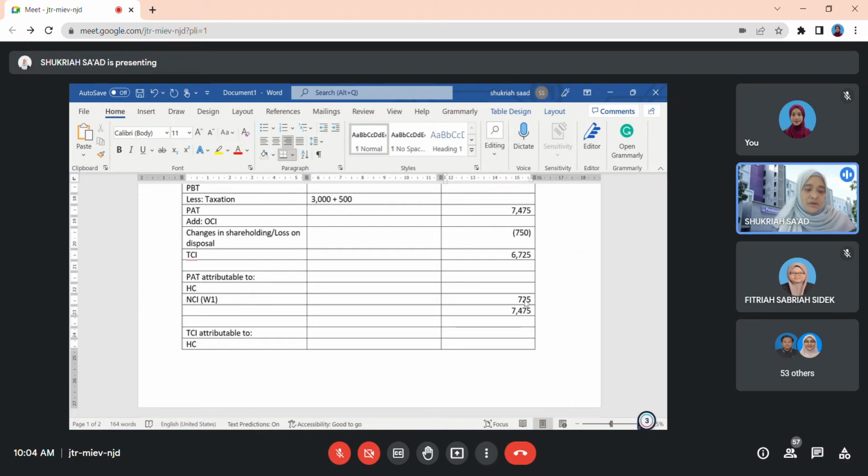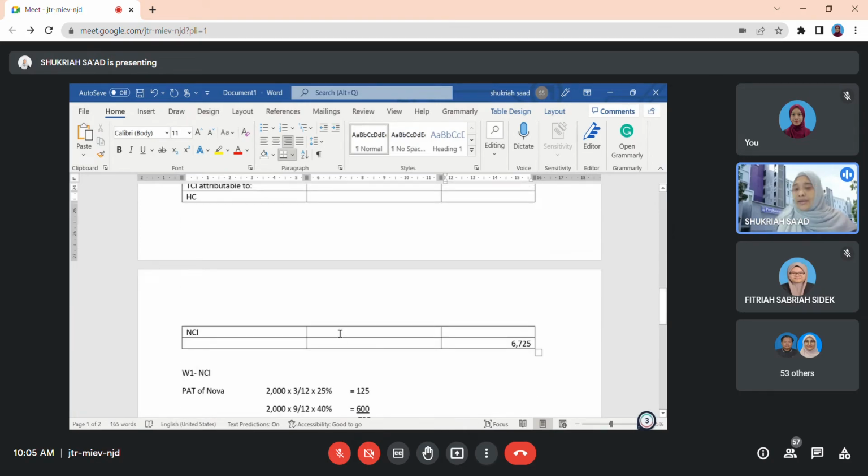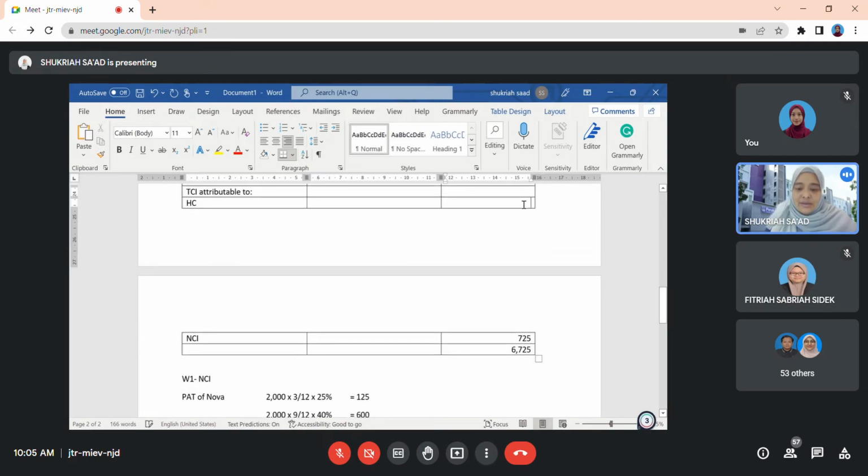7475 minus 725. So 6750. Okay, so untuk TCI, NCI turun ke bawah. Tak ada surplus, so direct je lah. 725 juga. Okay, 725. So holding company will be 6,000. Now, kita kelas.